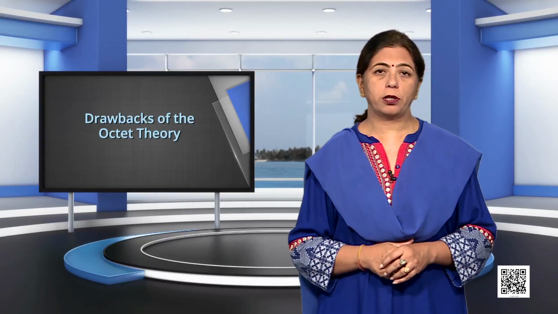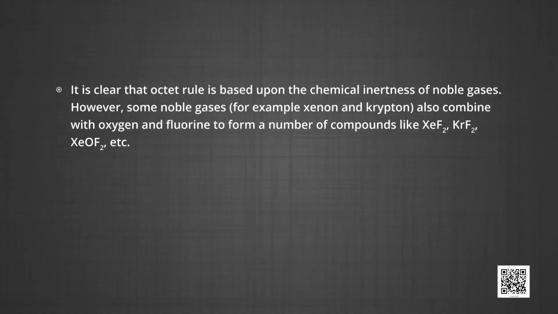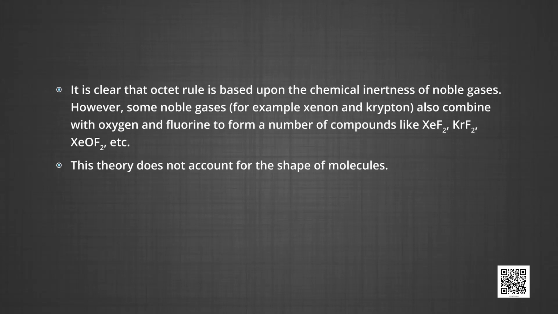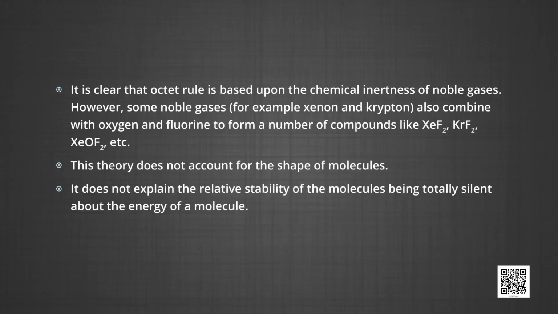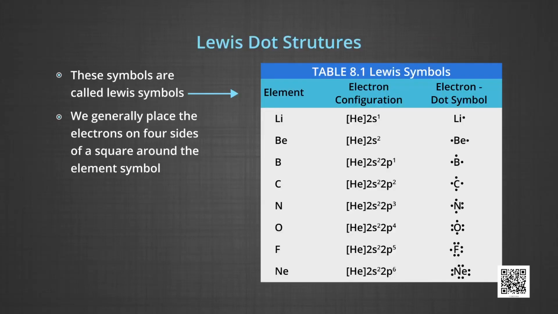Other drawbacks of the octet theory. It is clear that the octet rule is based upon the chemical inertness of the noble gases. However, some noble gases, for example xenon and krypton, also combine with oxygen and fluorine to form a number of compounds like xenon difluoride, krypton difluoride, xenon oxyfluoride, etc. This theory does not account for the shape of the molecules. It does not explain the relative stability of the molecules, being totally silent about the energy of a molecule. Now you can see the Lewis dot structures of many common compounds and molecules.